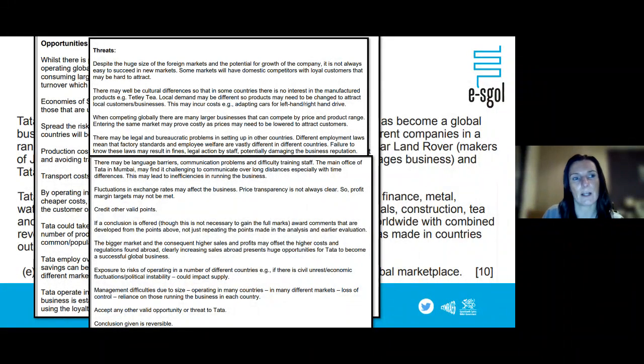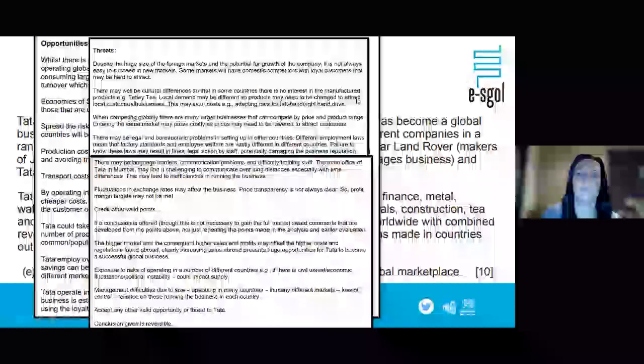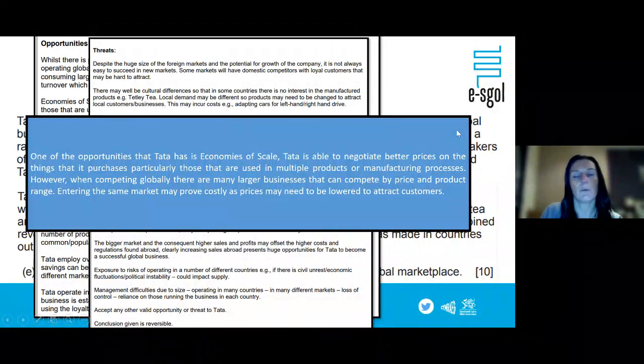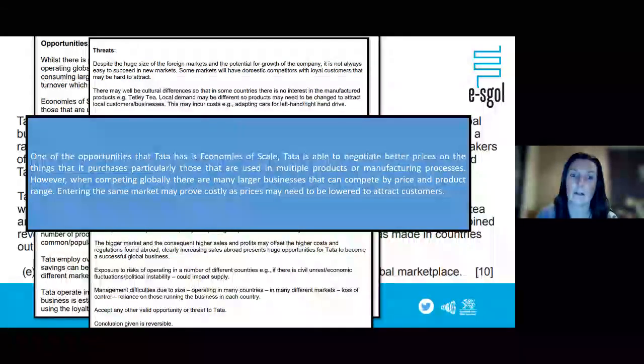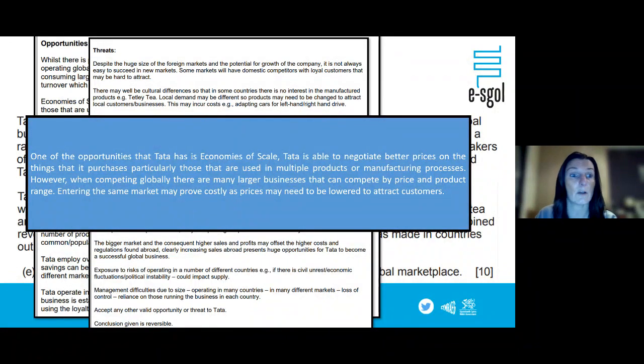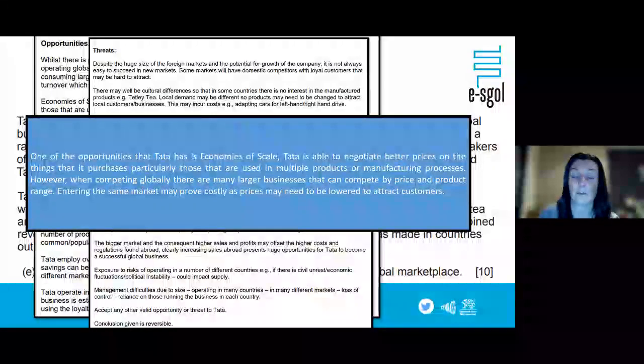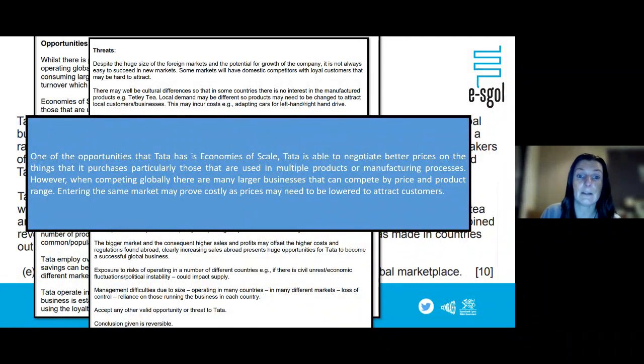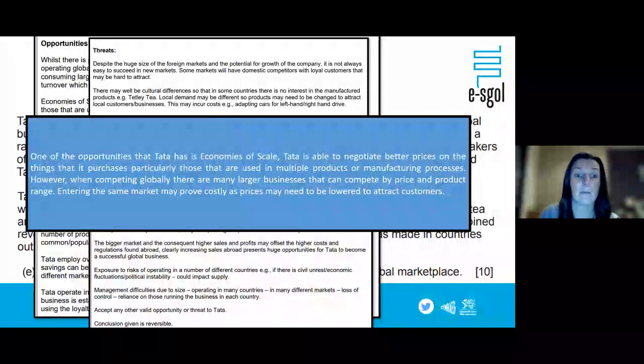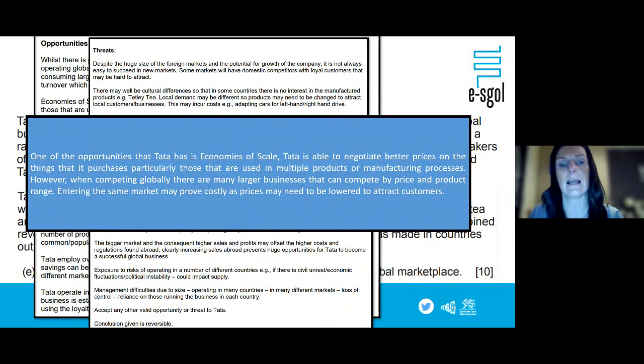But my advice for these sorts of questions is to try and pair up an advantage and a disadvantage together, and then it flows nicely into the answer itself. So I just did a very quick one. One of the opportunities Tata has is economies of scale. Tata is able to negotiate better prices on things that it purchases, particularly those used in multiple products or manufacturing processes. However, when competing globally, there are many large businesses that can compete by price and product range. Entering the same market may prove costly, as prices may need to be lowered to attract customers.